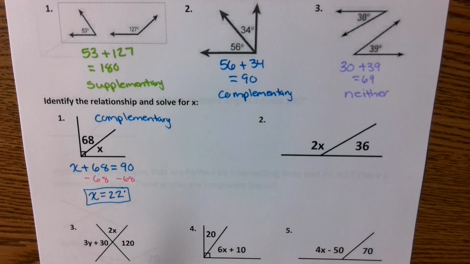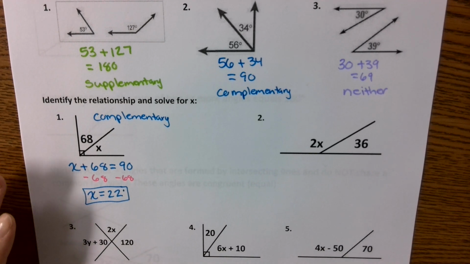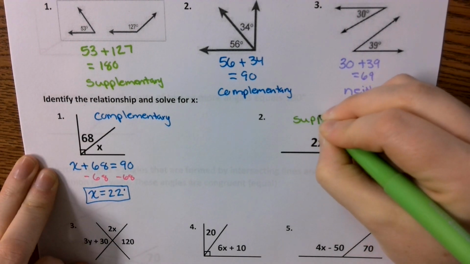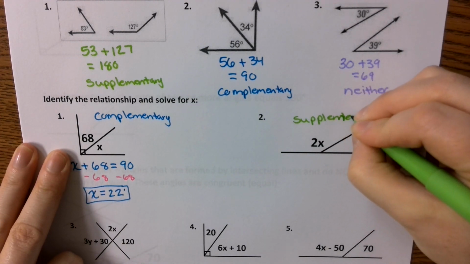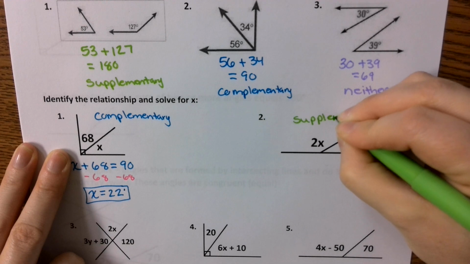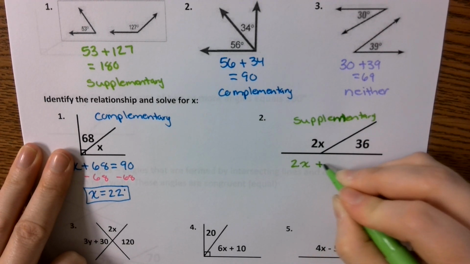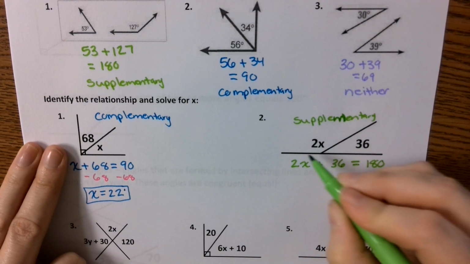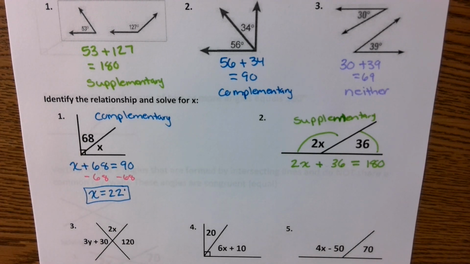Okay, problem number 2, the relationship that is involved in problem number 2. Mackenzie? Supplementary, right? So that means that when we combine those together, it is going to be equal to 180 degrees. Okay, so we take 2x, we add it with 36, and that's going to be equal to 180. So we're taking those two angles, 2x and the 36, combine them together, it equals 180 degrees.